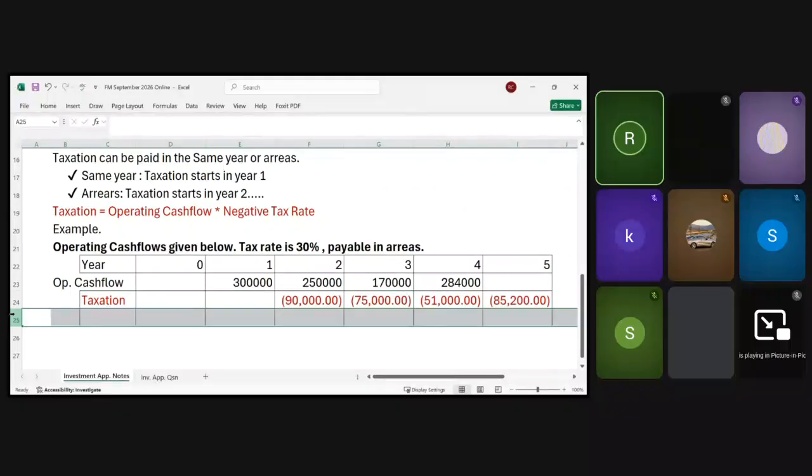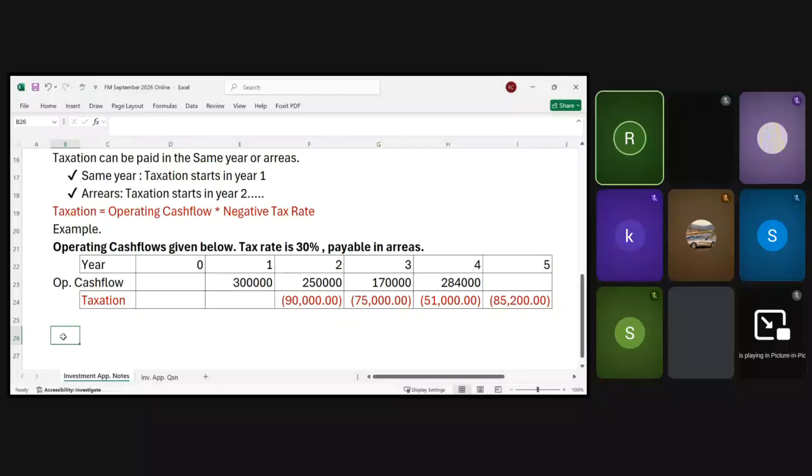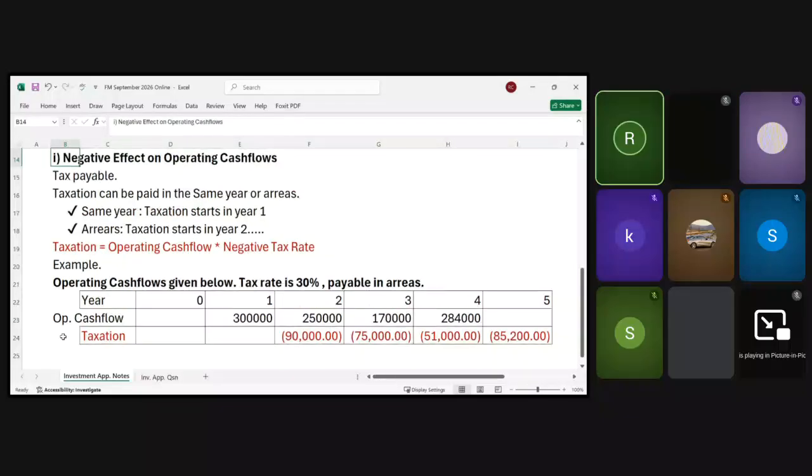So what is key is to note that timing on cash flows is very, very important. Timing is very important when we are dealing with taxation. So far, so good. Do we have any questions so far? Yes, friends.